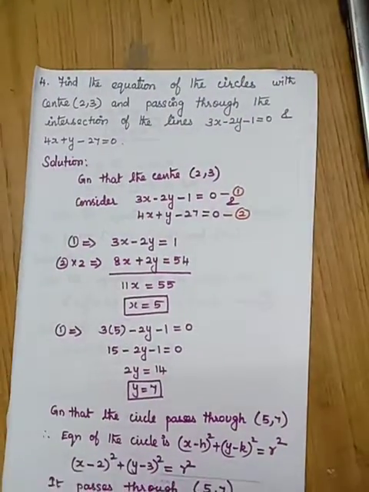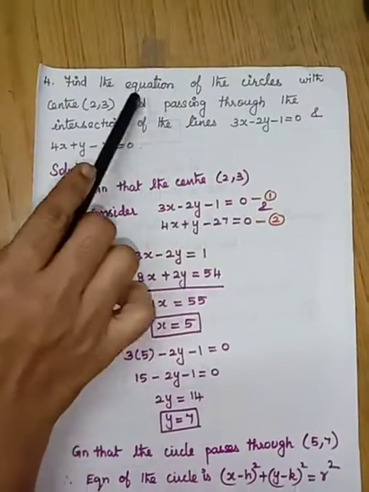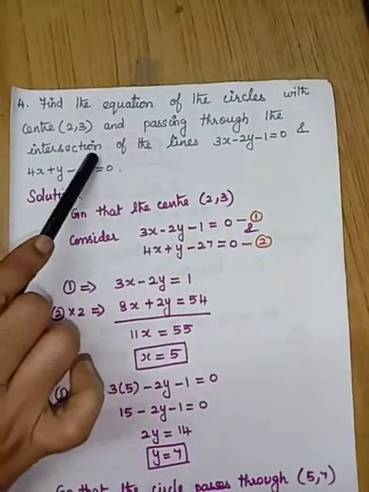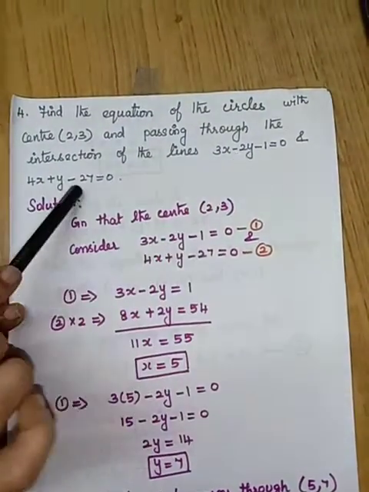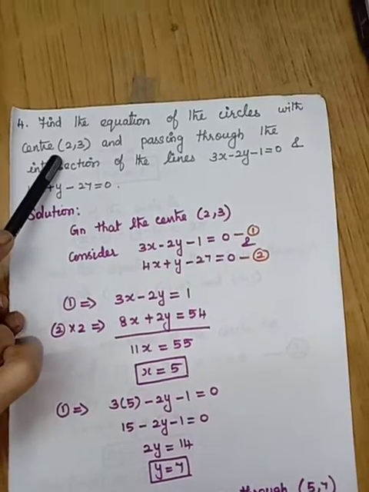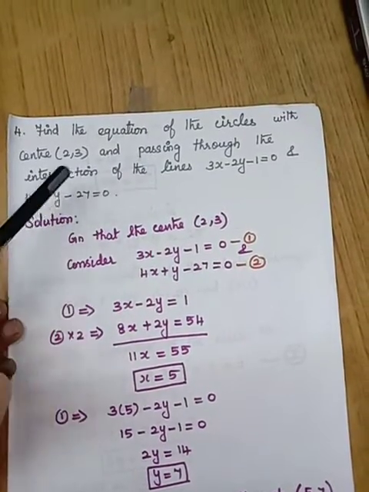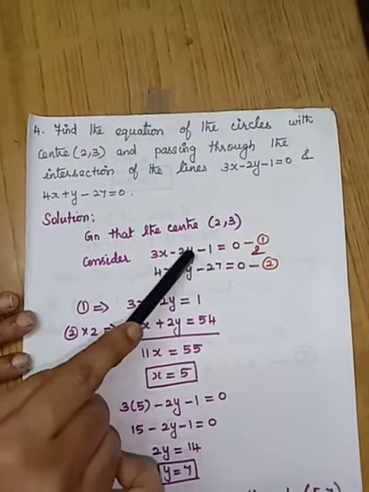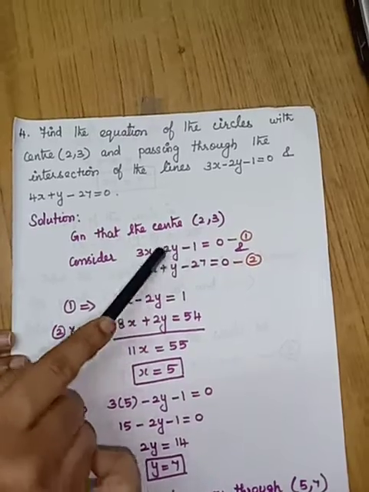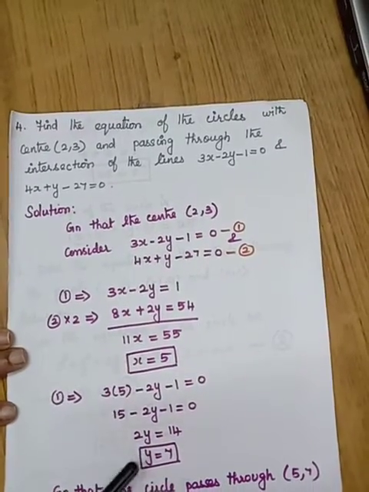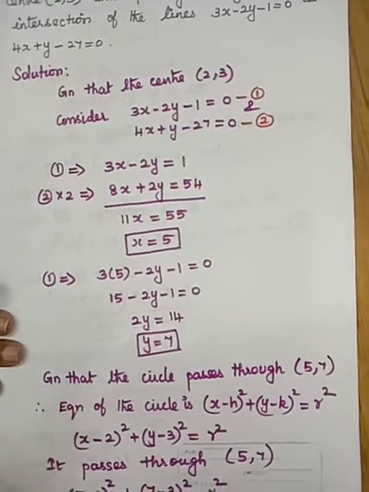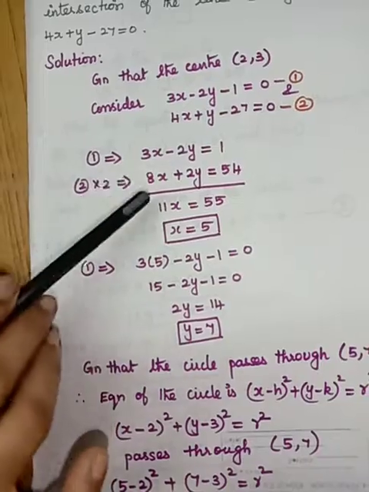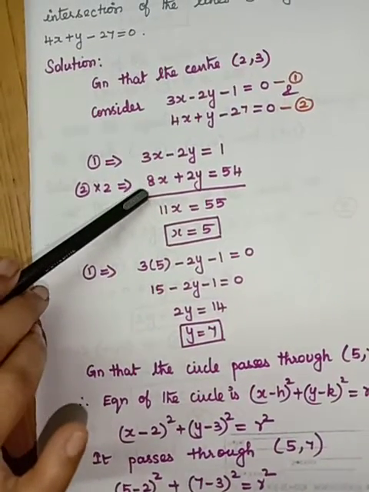Okay, see now the next one. Find the equation of the circle with center (2, 3) and passing through the intersection of the two lines. So the center is given, and the circle passes through the point of intersection of these two lines. First I'll consider the two lines and solve them. When I solve, I'll get a point through which the circle passes. It is given like that. So I'll consider the first two equations.